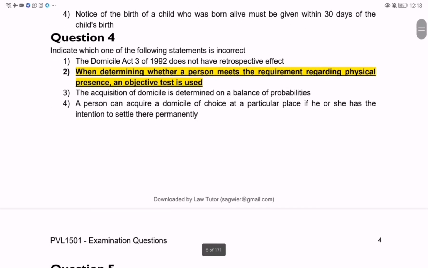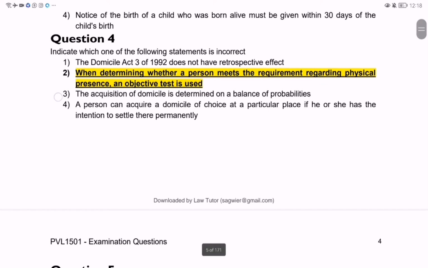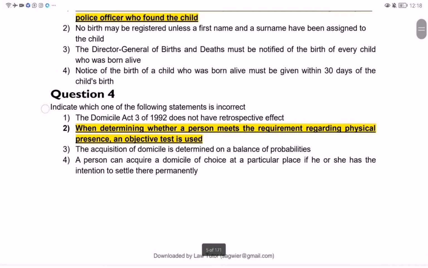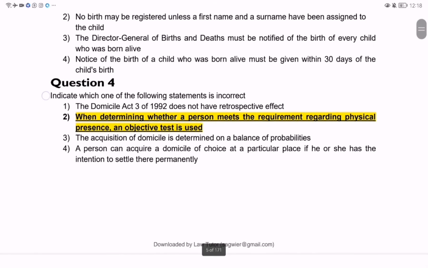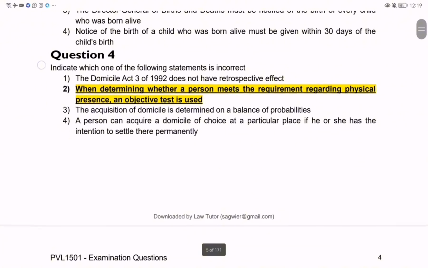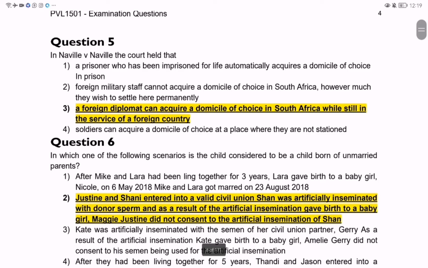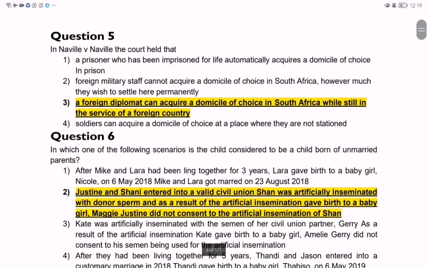Anyway, remember to read your content, okay? So you are able to answer. Which of the following is incorrect? The Domicile Act 3 of 1992 does not have retrospective effect. When determining whether a person meets the requirement regarding physical presence, an objective test is used. That's the incorrect statement. So we have this case in Navilly versus Navilly. Read up, then you'll be able to answer. You'll be able to prove this answer.